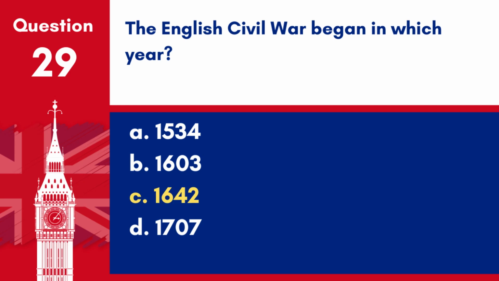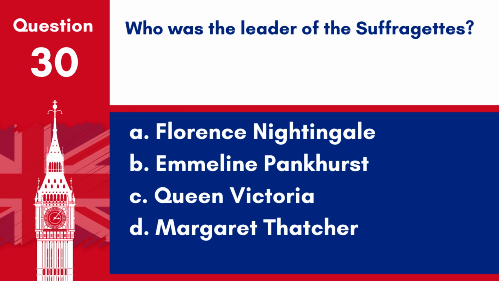Answer C. 1642. The English Civil War, a series of armed conflicts and political machinations between parliamentarians and royalists, began in 1642. Question 30. Who was the leader of the suffragettes? A. Florence Nightingale, B. Emmeline Pankhurst, C. Queen Victoria, D. Margaret Thatcher. Answer B. Emmeline Pankhurst. Emmeline Pankhurst was a leading figure in the British suffragette movement, which fought for women's suffrage.